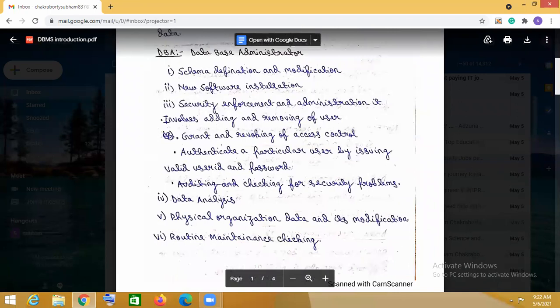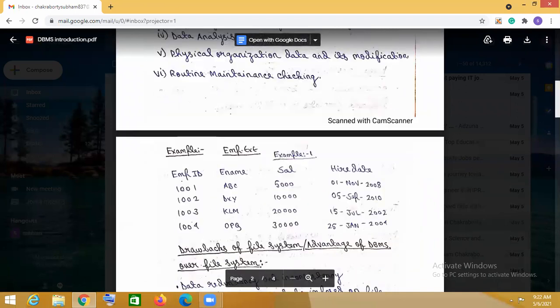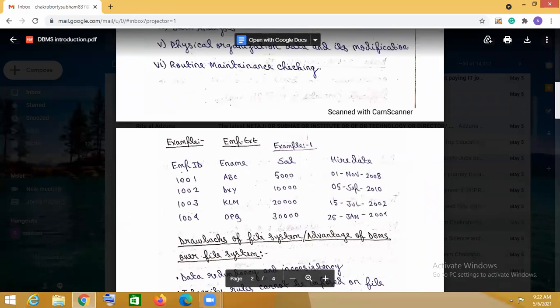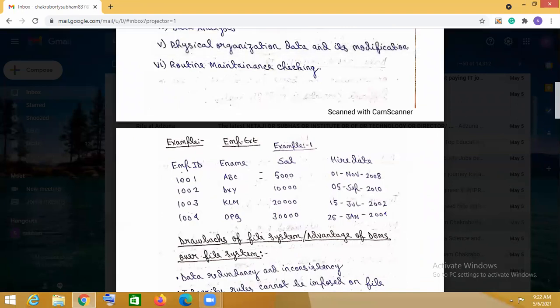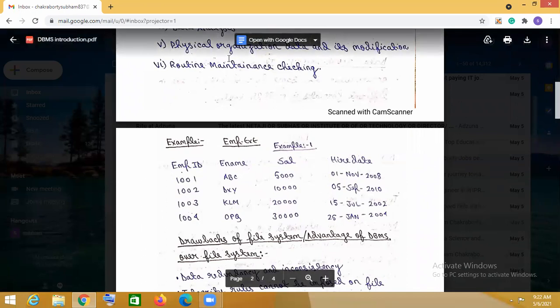So this is the job of a database administrator. Now, how can a database look? You can see this is a database. Here, a record is stored: employee ID (EMP ID means employee ID), ENAME means employee name, then SAL means salary, and hire date. This total information is stored in the database.